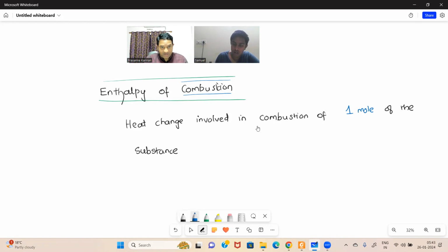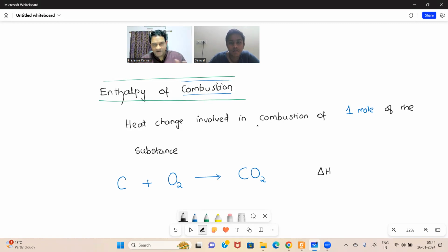For example, if we take the same reaction we took previously, carbon burning in oxygen to give, let's say, carbon dioxide. Here we have to be very specific. Let's say delta H is minus 393 kilojoules. Yes, sir. What it says is the heat change involved in combustion of how much? Combustion of 1 mole of substance. Yes, 1 mole of carbon. So here focus on carbon. Combustion of 1 mole of carbon. So here there need not be 1 mole. Is that clear? Right.